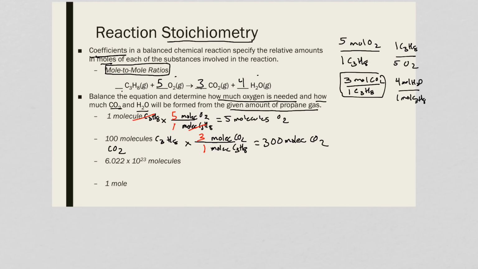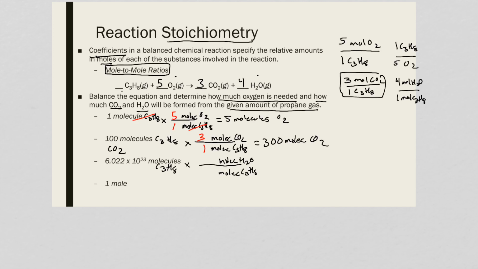And again, I could do this with any of the ratios to go back and forth between any of the species. So what if I have 6.022 times 10 to the 23rd? So I have Avogadro's number of molecules of C3H8. And this time, let's focus on the water. So how much water can I make from 6.022 times 10 to the 23 molecules of propane? Again, I need my units to cancel. So I need molecules of C3H8 on the bottom, molecules, in this case, of water on the top, because that's what I want to focus on.